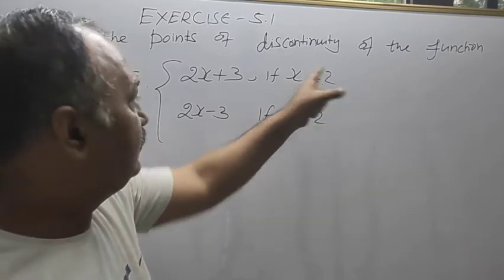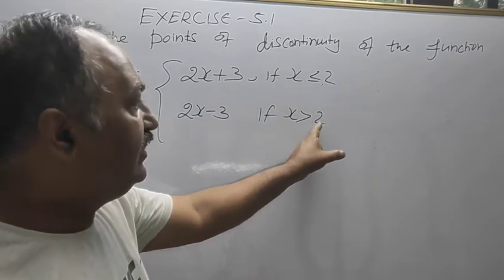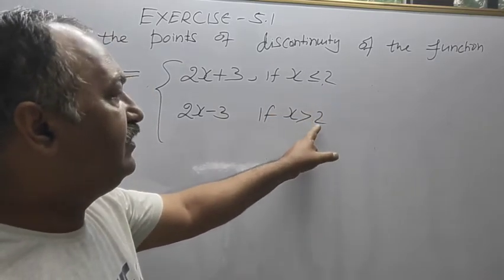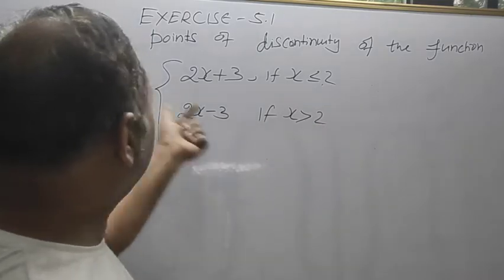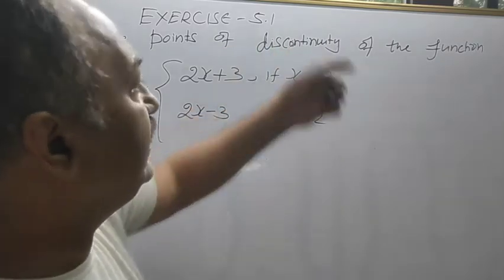जब 2 माइनस होगा तो फंक्शन ये लिया जाएगा. जब 2 प्लस होगा, ग्रेटर देन 2, स्मॉल ग्रेटर देन 2 और एनी नंबर विच इज ग्रेटर देन 2, उसके लिए हम फंक्शन की वैल्यू 2x minus 3 लेंगे. तो लेट अस डिस्कस द कंटिन्यूटी.